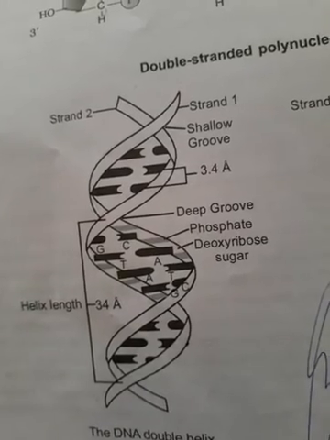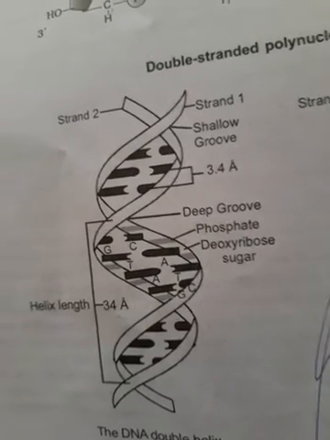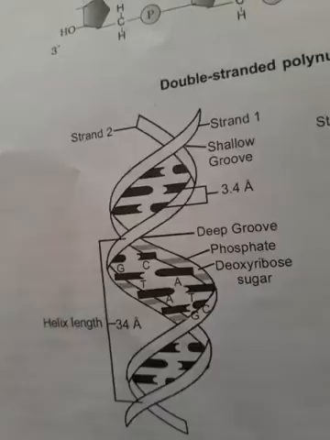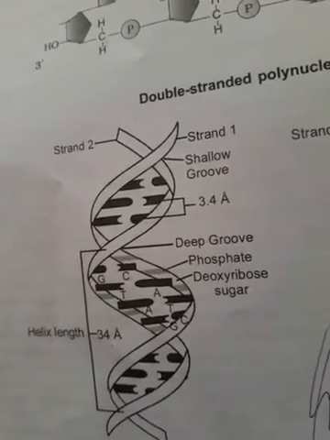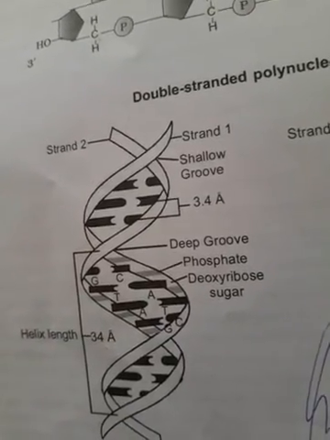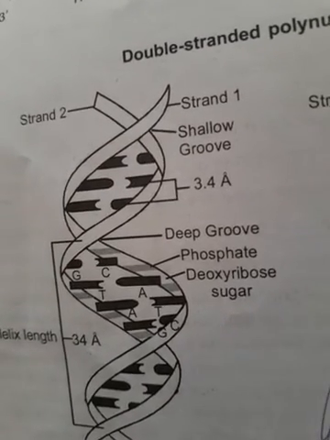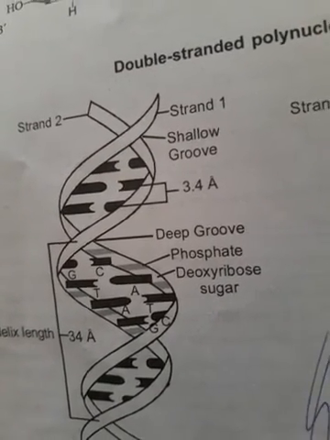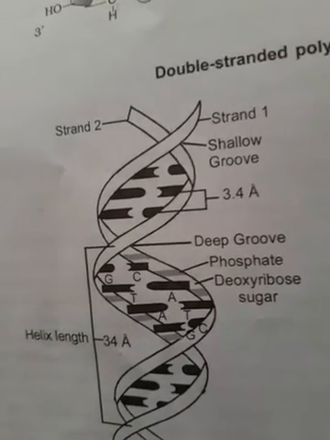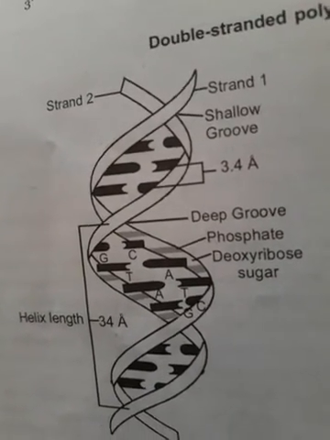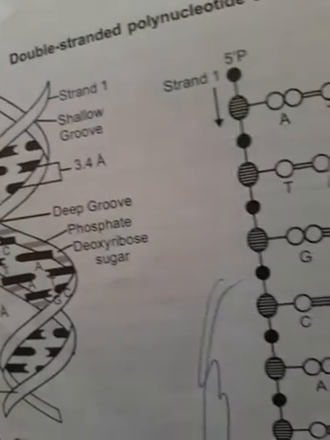You can see the shallow groove. The distance, the pitch of the helix, is 3.4 angstroms. Then there is the deep groove. Then you can see the phosphate and deoxyribose sugar. Helix length is 34 angstrom units.